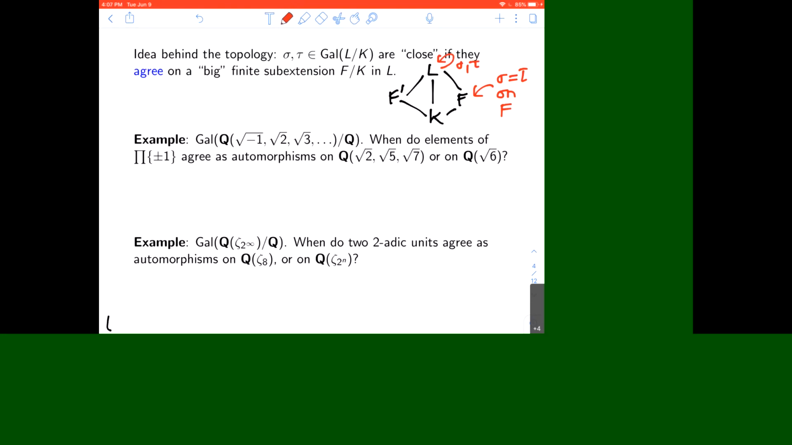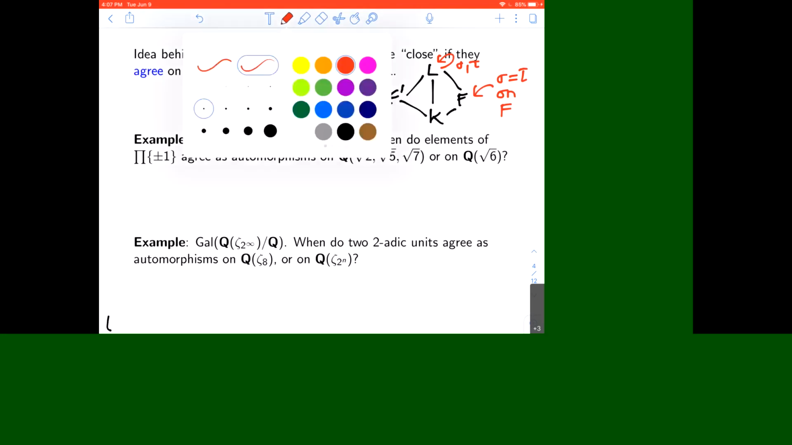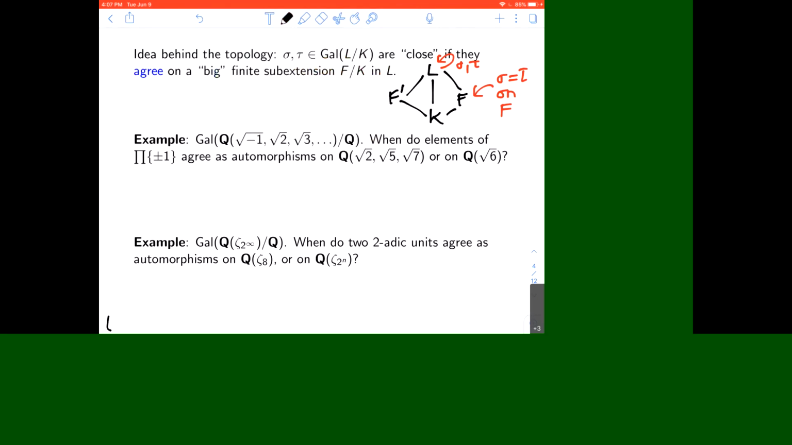You say things are close if they're within epsilon. Well, what's epsilon? It depends, and the whole idea of limits is to quantify over all epsilon. At any one level, maybe it's not close enough. So you can get closer if you make F bigger. As you agree on bigger finite extensions, that's more information, so you're making sigma and tau closer if you force them to agree on larger and larger finite extensions. That's basically the idea of the topology. We'll give a precise definition of the topology on the next slide.